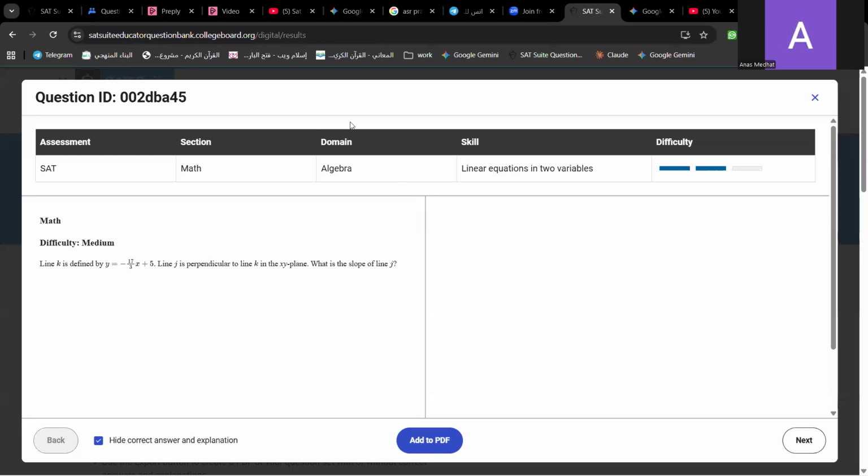Inshallah, we'll continue solving the algebra in the scale of linear equations in two variables.